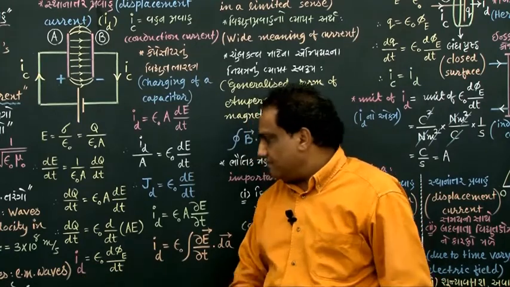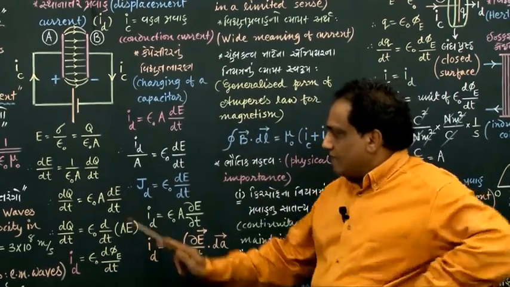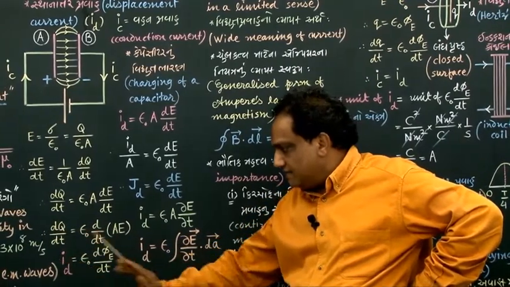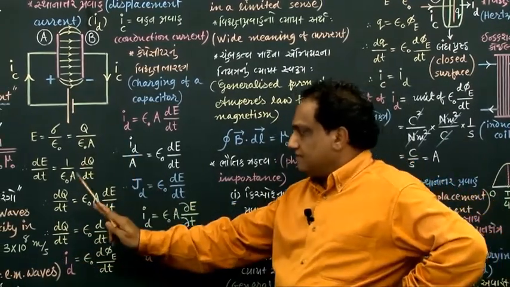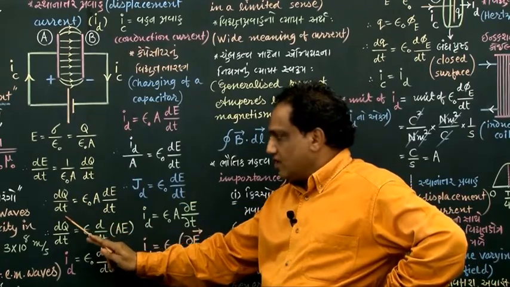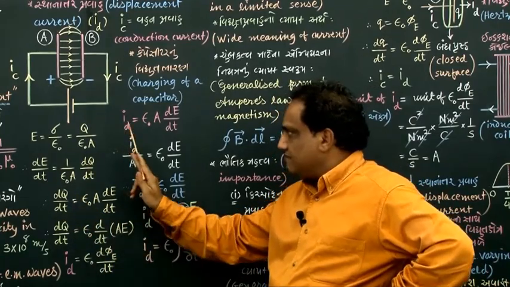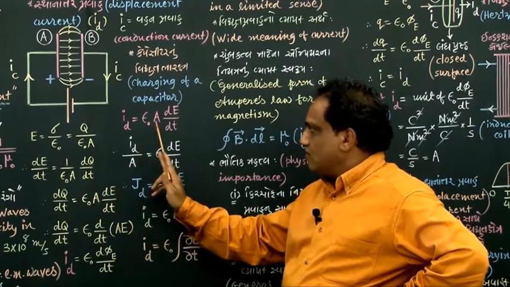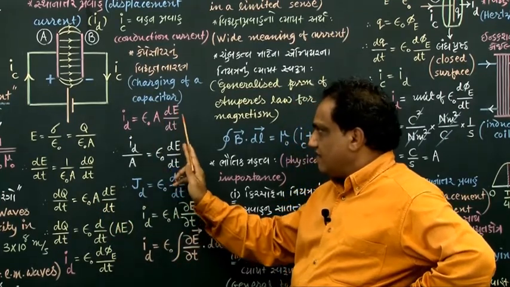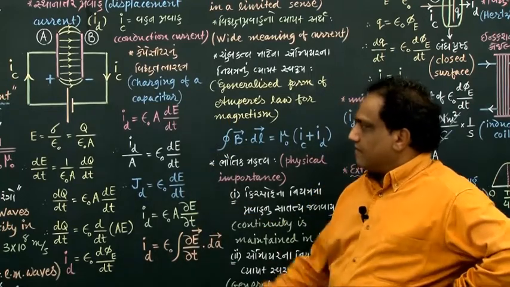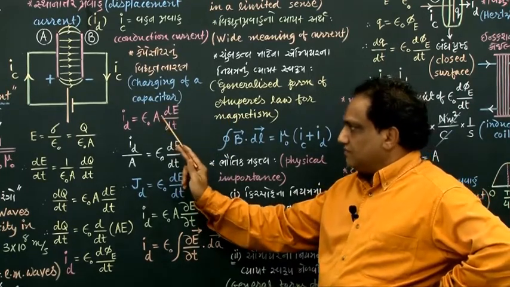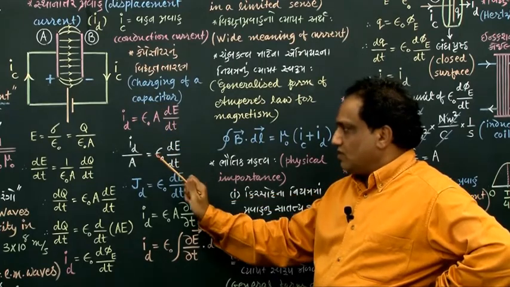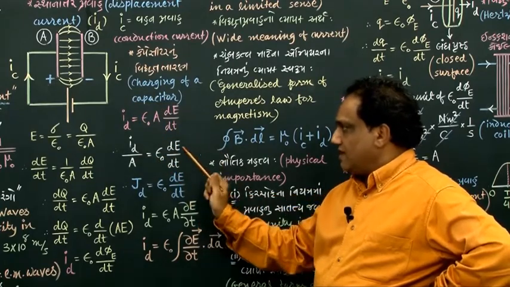Correct? Fine. Now, in place of dq by dt, I am writing I_D. Let me write it here. In place of this dq by dt, if I write I_D, then the formula is epsilon 0 A dE by dt. Epsilon 0 A dE by dt. Fine. Now take this A down. So I_D upon A will be epsilon 0 into dE by dt.